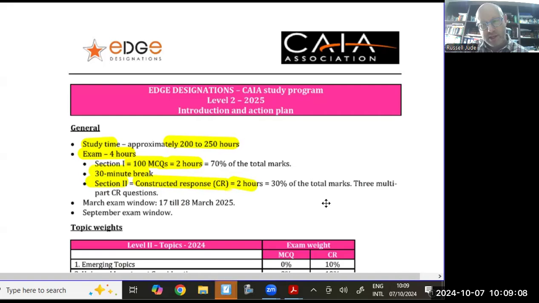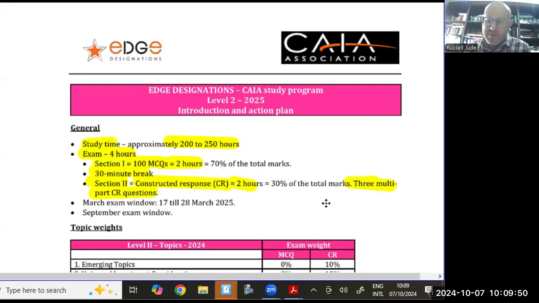Constructed response, some people call it essays. I don't like to call it essays. It's a constructed response to a question that has been given. We typically get three multi-part questions. When we say multi-part questions, there are 3 questions, but they have an A, B, C, D, sometimes even an E. That's why I don't like to call them essays, because you've got 3 questions, and each question with 10 marks can be broken down into as much as 5 different parts, being really 2 marks per part. It's not essays. A bit of a difference then between the 2 exams.